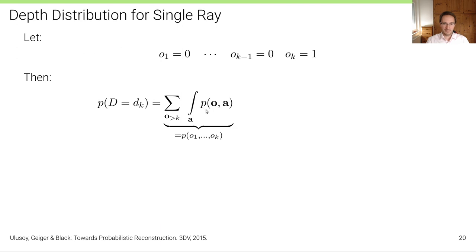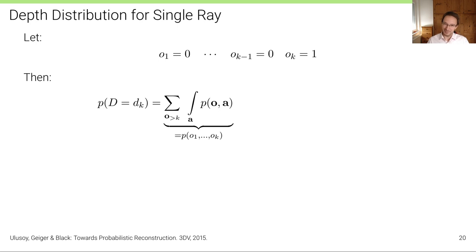Now, here we have again a marginal distribution, because this is the distribution of all the occupancy and appearance variables along a ray, and that's a marginal with respect to the joint of all the occupancy and appearance variables in the volume, which are many more. Here we only consider the ones that intersect the ray.